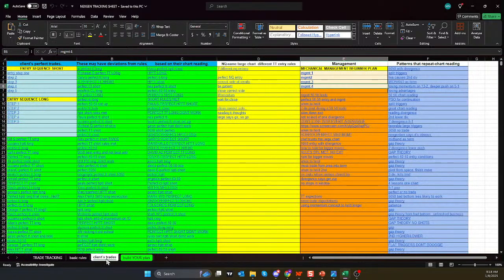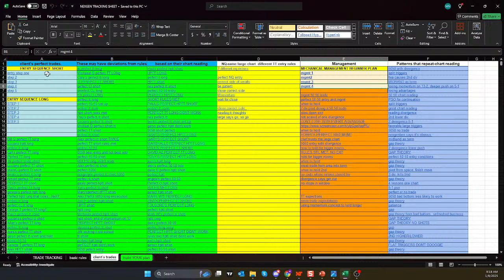There is the client trade section. This is where, honestly, I'm not proud of it, but I did it. I steal your pictures. When you post in the room, and it is the perfect trend trade, guys, I liberate it from the room and I put it into this spreadsheet and create a study guide for all the new people that are coming in behind you.